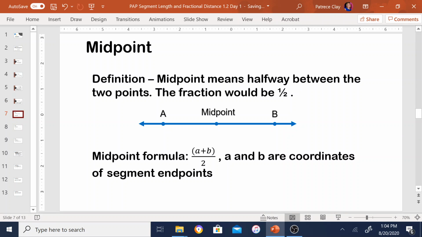Next, we're going to cover midpoint. So here's a definition for you. Remember, midpoint means halfway between 2 points. In fractional terms, it means 1/2. So we have point A and point B. Right in the middle of the 2, or 1/2 of the distance, is the midpoint. The midpoint formula is A plus B, and all that is divided by 2. So A and B are coordinates of the segment endpoints. So let's try it in usage.